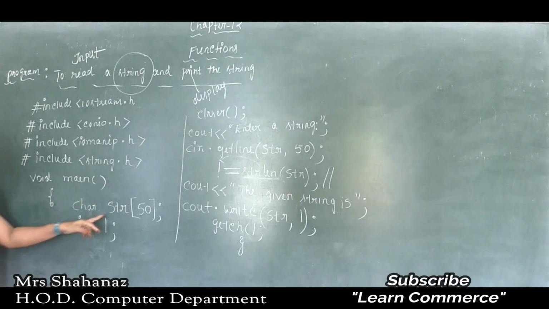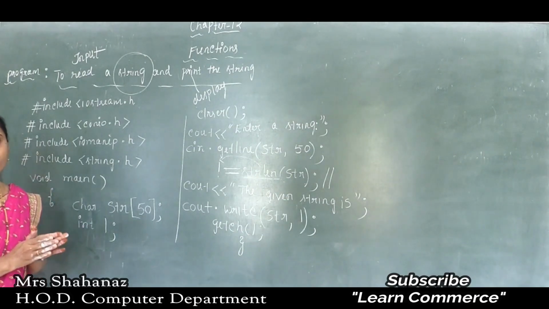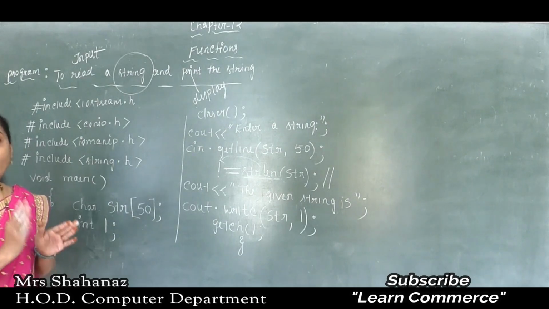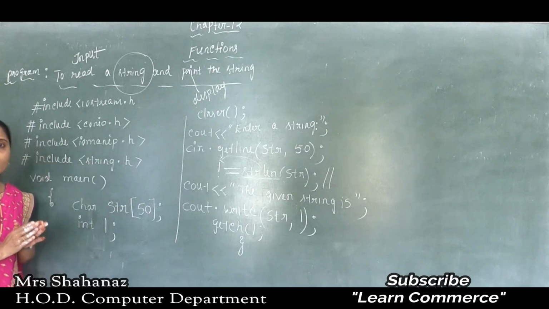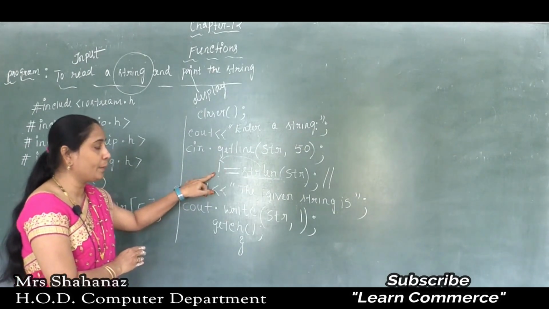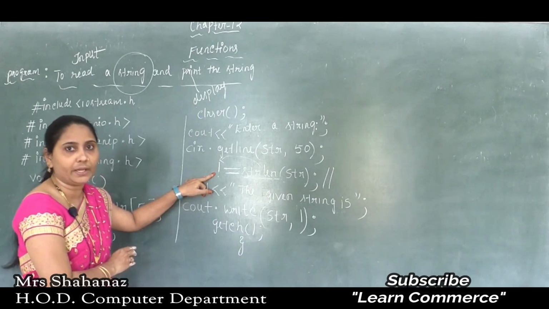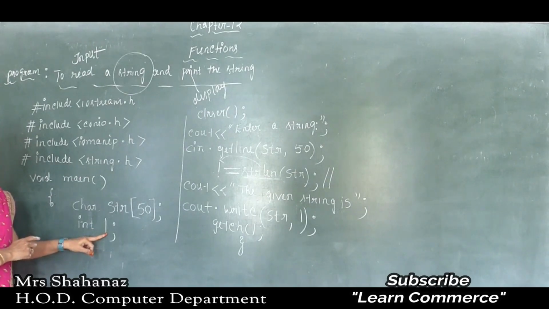This is the declaration of the variable string, size is 50, and we need one more variable. Such a variable is used for finding the length of the string, that means strlen. Length is used just to find the length of the string, the number of characters within the string, and after finding such number of characters it is going to be copied into the variable L. Because of this I declared the variable L.